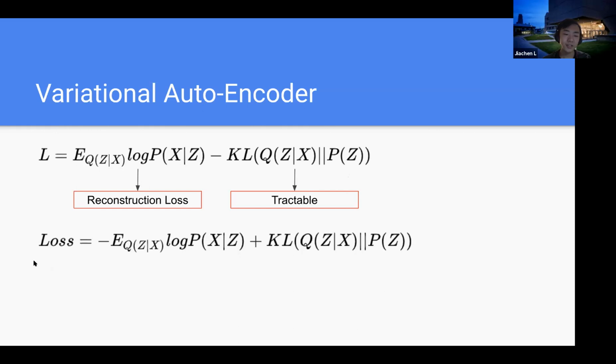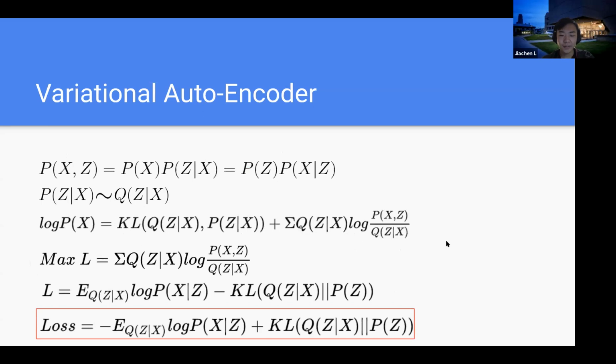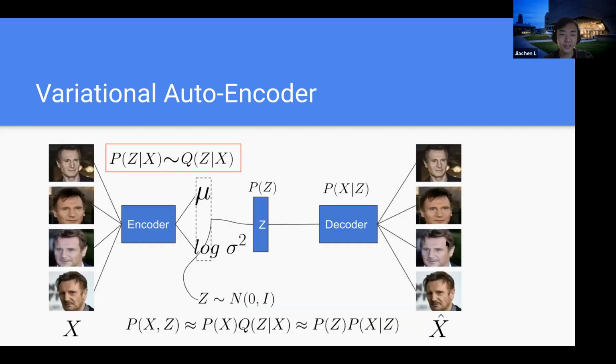So the loss objective is just the negation of this evidence lower bound. We just need to minimize the reconstruction loss and minimize the KL divergence between q(z|x) and p(z). So the final loss function in the variational autoencoder is the reconstruction loss plus the KL divergence term. Sorry about that. Yeah, so we get the loss function of the VAE.